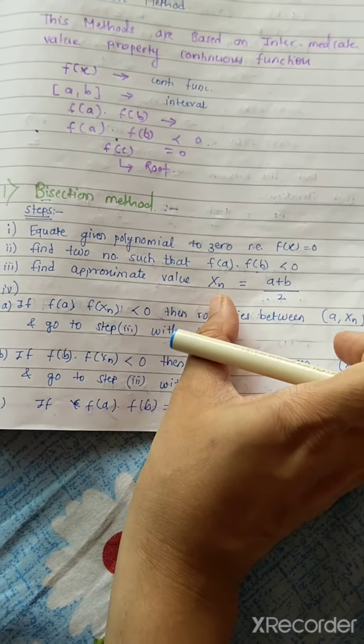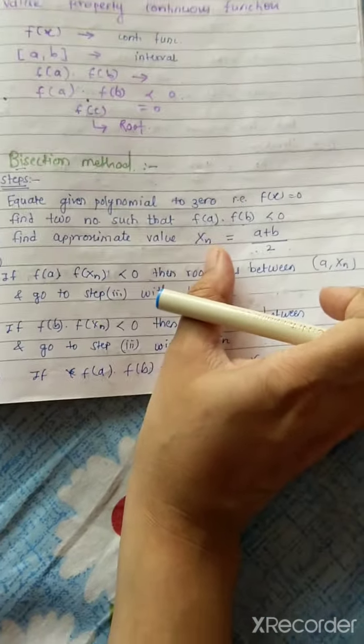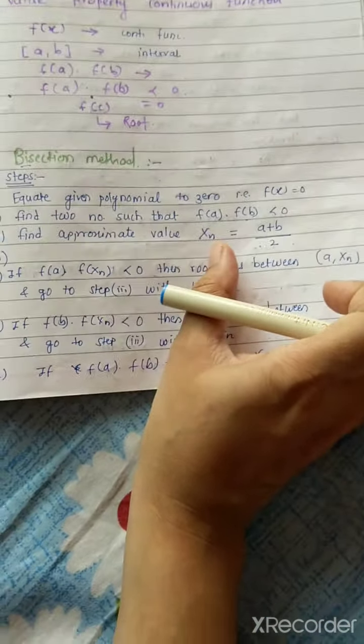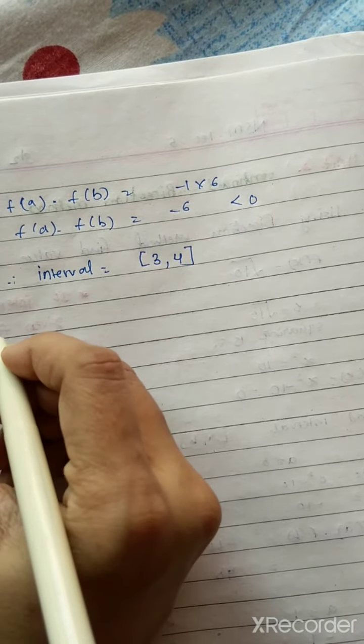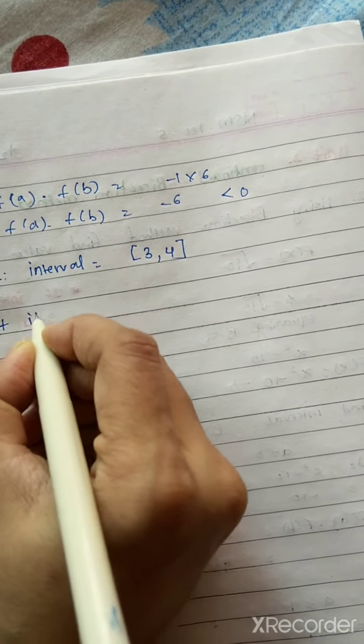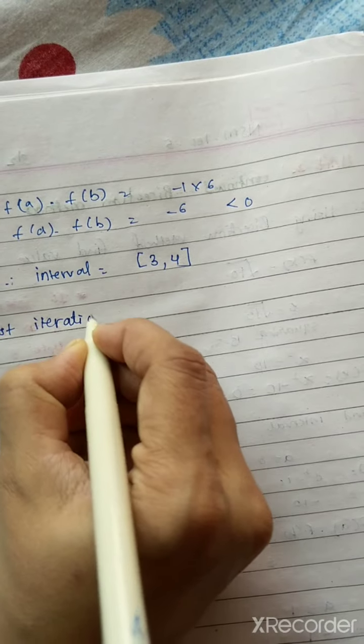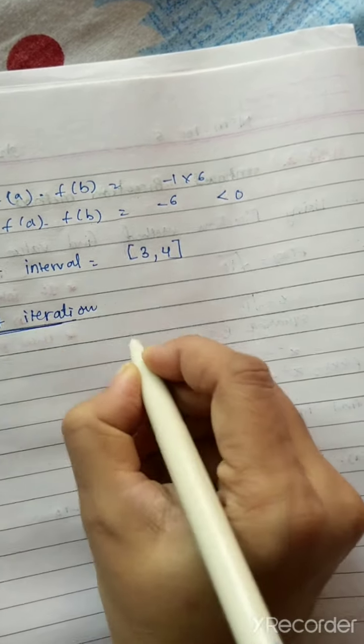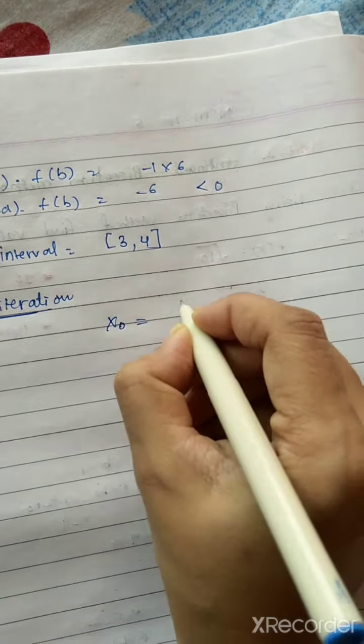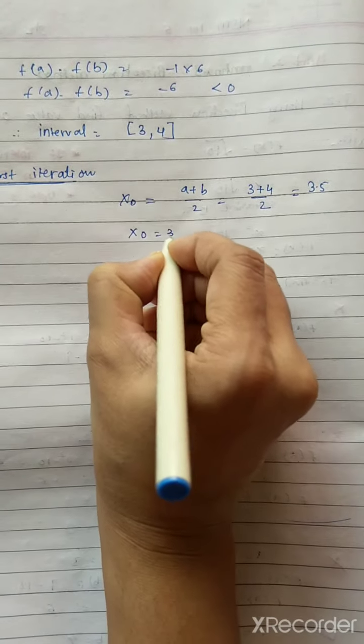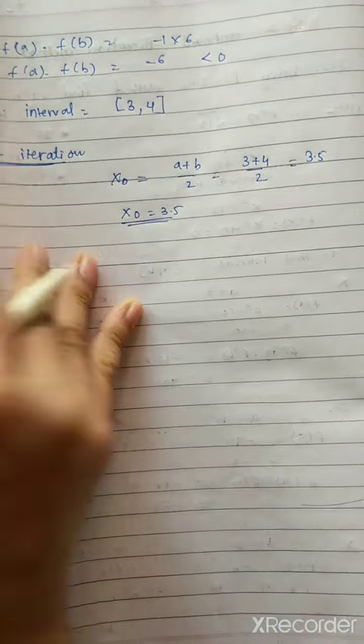Now to find the approximate value x n, as I've told you, the first approximation, that is the first iteration, we will consider as x of 0. So x of 0 is equal to a plus b divided by 2, that is 3 plus 4 divided by 2, which is 3.5. Now what do we have to do?